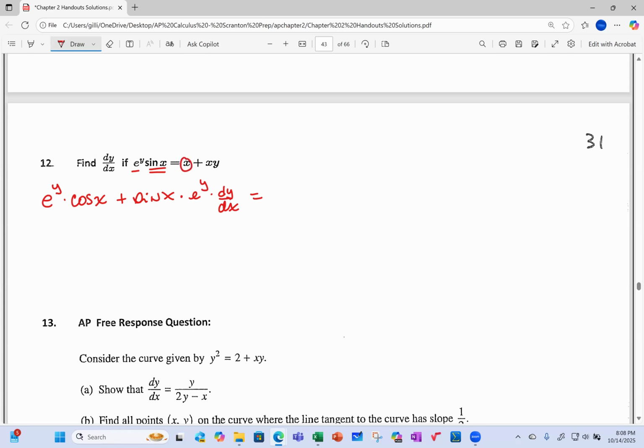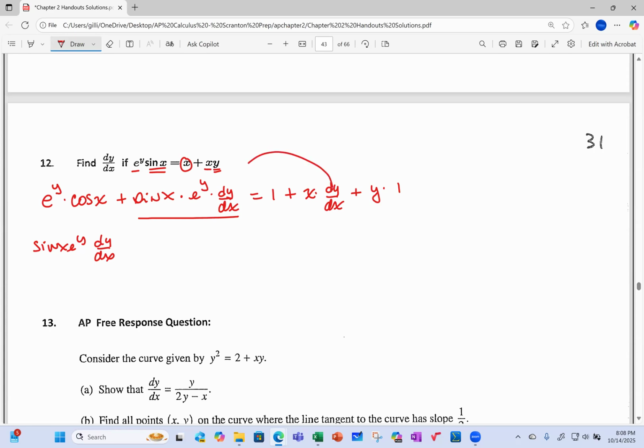Equals, the derivative of x is just 1, and this is going to need a product rule. The first times the derivative of the second, which is dy dx, plus y times 1. And it really is easy, guys, because all we have to do is get the dy dx's to one side. But man, this whole thing is all multiplied by dy dx. So always put that at the end, because it usually trails there at the end. You usually put e to the y first, but that's all right.